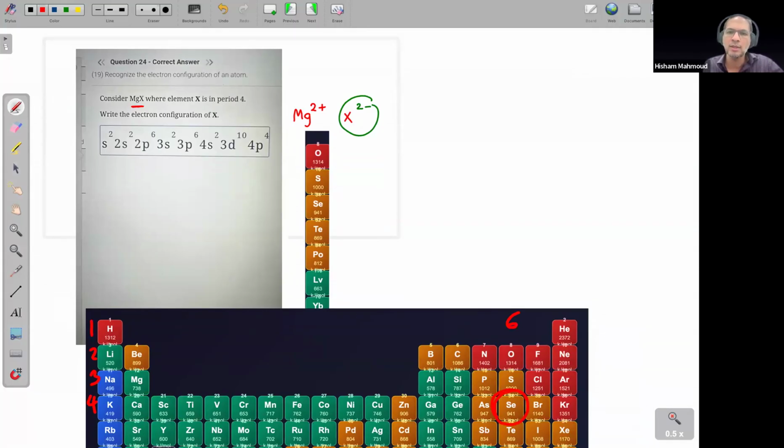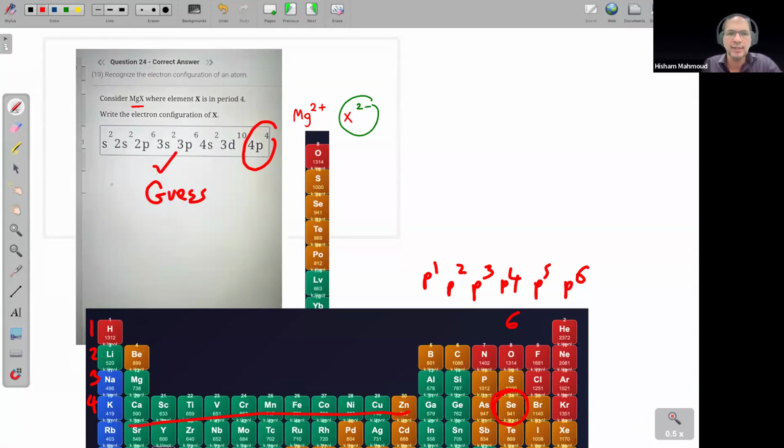1s2, 2s2, until it ends with p4. We know that anything in this group ends with p4. p1, p2, p3, p4, p5, p6. So this one ends with p4. Before the p4, there was the total 3d. I guess you know how to do this.